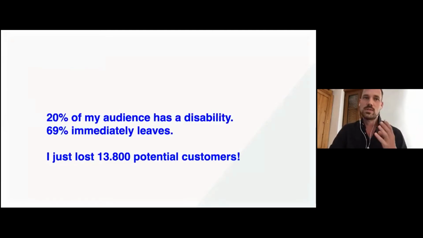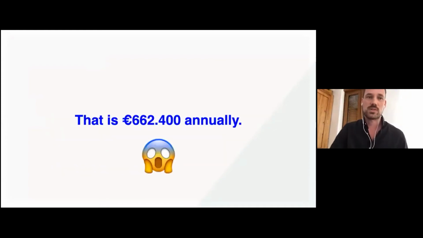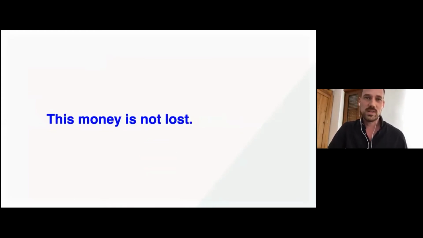So when 69% of the disabled audience immediately leaves, I just lost about 14,000 potential customers in 1 month. And knowing my average order value and the average conversion, we can also calculate that around 55,000 euros per month is not being spent in my web shop. That's more than 660,000 euros annually. The worst part of this, that money is not lost. The money these customers had to spend simply went to the competition who did pay attention to web accessibility.